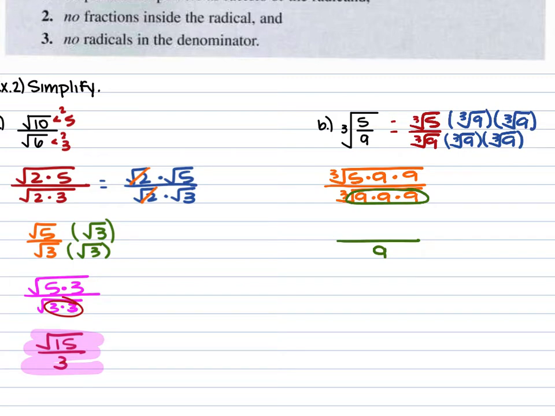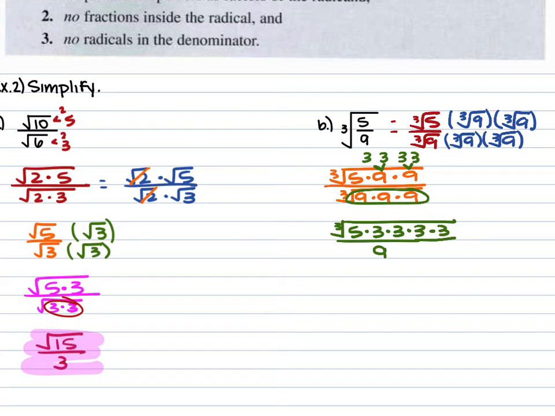However, in the numerator, you have 5 times 9 times 9. No, those two 9s do not group up in order to pull 1 out. However, they are not factored out completely. The 9 is 3 times 3. So each of these 9s we can rewrite, saying this is the cube root of 5 times 3 times 3 times 3 times 3. This will make it to where you don't have to multiply out the 5 times 9 times 9 and work with that large number.